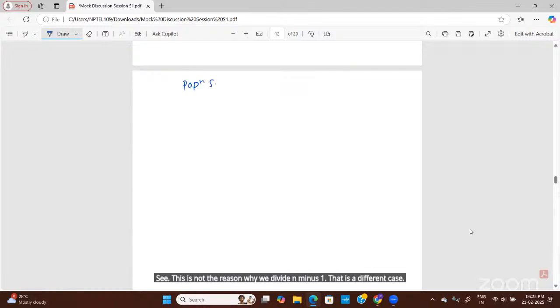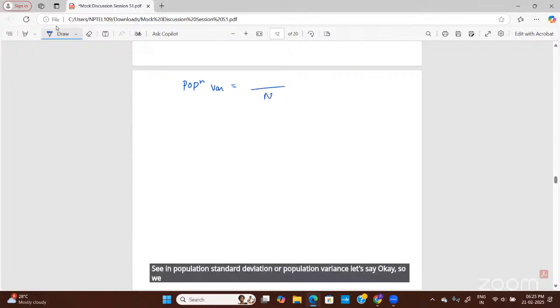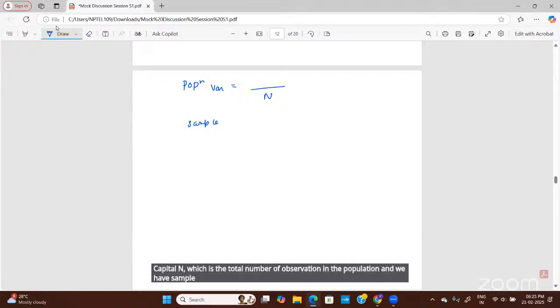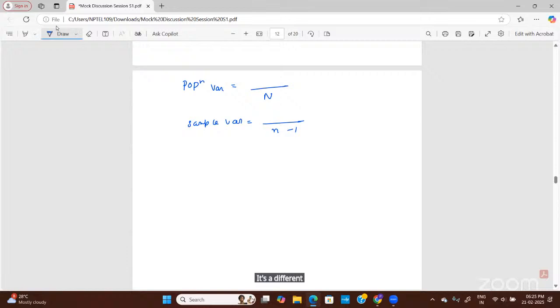See, in population standard deviation or population variance, we divide by capital N, which is the total number of observations in the population. And for a sample, we divide by n minus 1, where n represents the total number of observations in the sample. The reason is a different topic. I don't know whether you will be able to understand it or not.